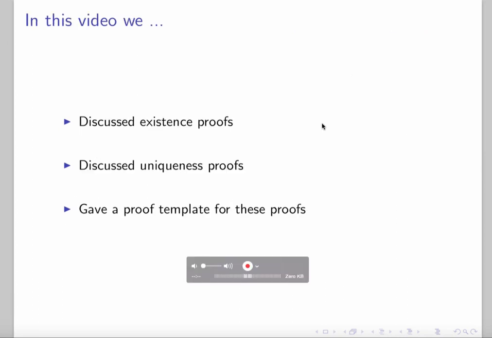In this video, we discussed existence proofs and uniqueness proofs, and we gave an example of each, and then we concluded with a proof template for there exists a unique proofs, and mentioned that we could prove that something exists, or that something's unique, or prove that something exists and is also unique.